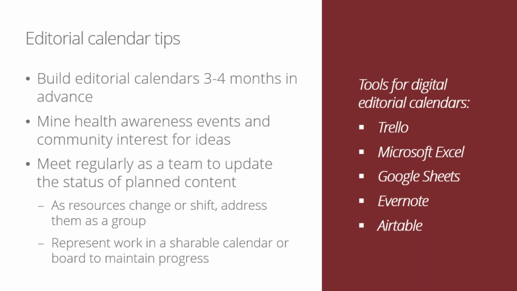And then again, meet regularly as a team. So update the status of your planned content, have a physical editorial calendar in whatever way you need it. And then as resources change or shift, or people come and go from your group, or things come down from the organizational side that you need to change, you can address them as a group and keep rowing the boat in the same direction. And that's really what's really important about editorial calendar and what it can do for you.